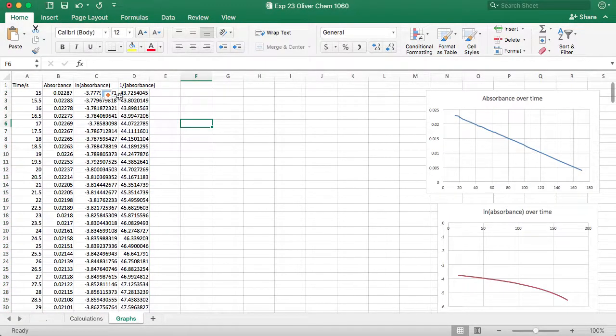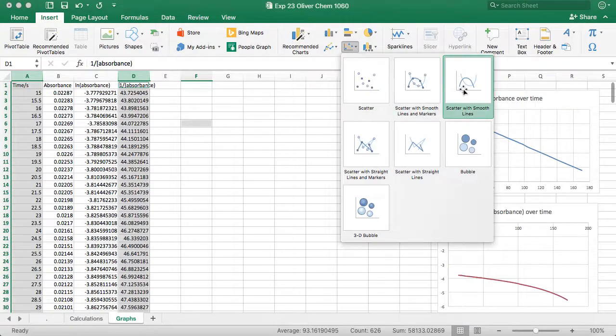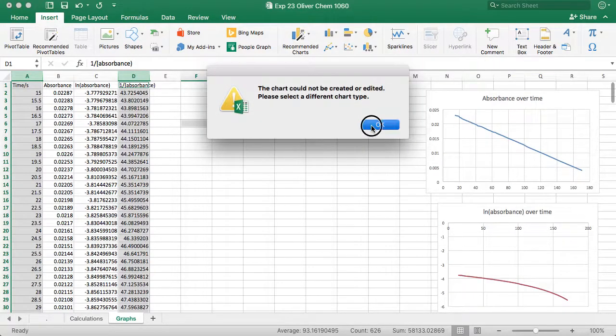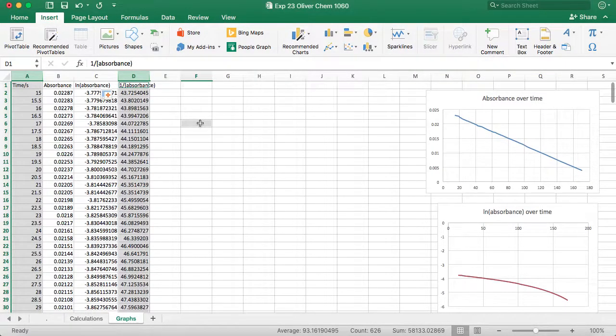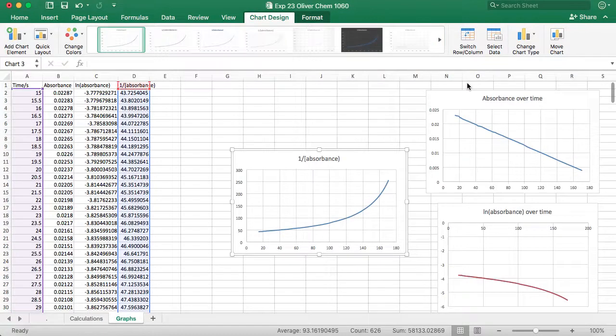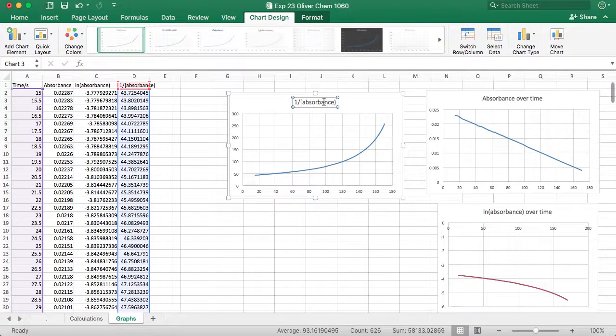And now same thing, command for this and this. Insert scatter, and I usually go for the scatter with smooth lines, but I don't know why it keeps telling me that. I think, oh whoops, I can tell you why. I accidentally clicked that box, so it's wanting that box in there too. So let me try again. Command, click, click, no box, straight up. There we go. That was my problem. So never feel like a dummy with Excel. It happens to the best of us. So this one is 1 over absorbance over time.